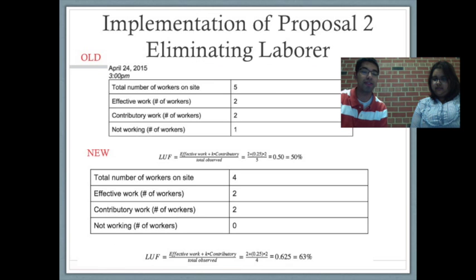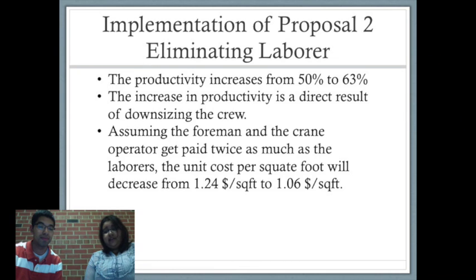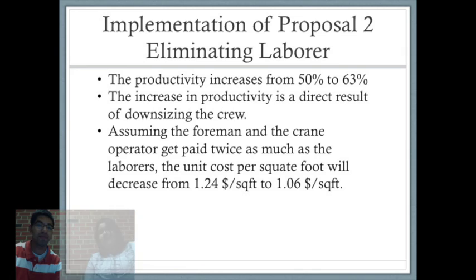For our second proposal, we looked at eliminating a worker on the site and having the foreman compensate for his work. Looking at the labor utilization factor, we compared the productivity rating for the initial situation to the hypothesized one. So for this proposal 2, the LUF increased from 0.5 to 0.625. This is a direct result of firing the laborer. If you assume that the foreman and the crane operator get paid around twice as much as the laborer, the unit cost per square foot will decrease from around $1.24 per square foot to $1.06 per square foot, which is a good reduction in cost.